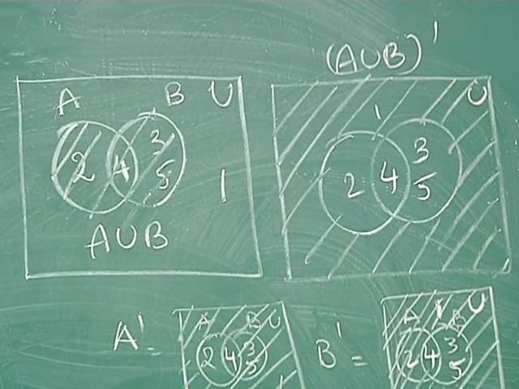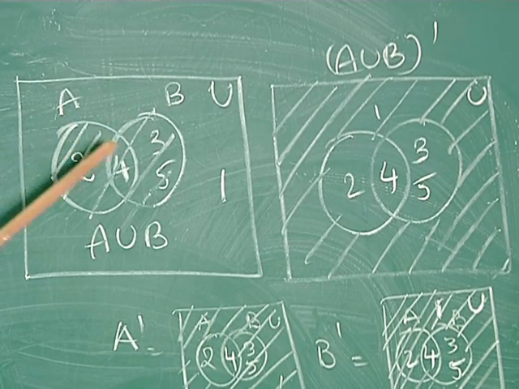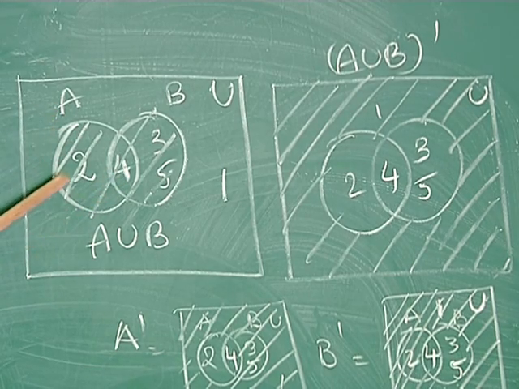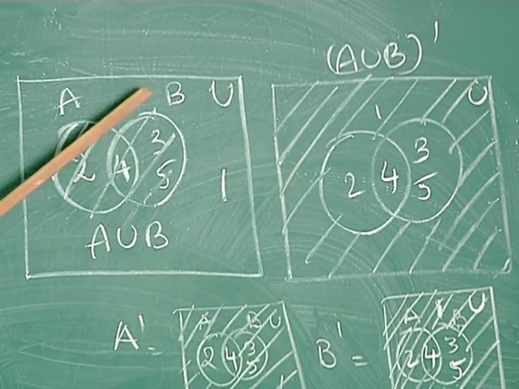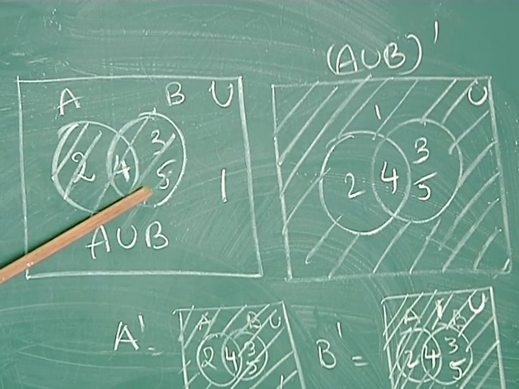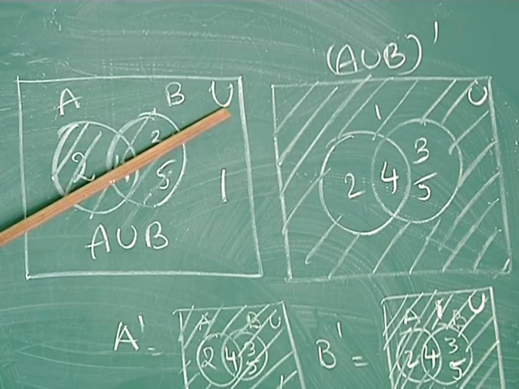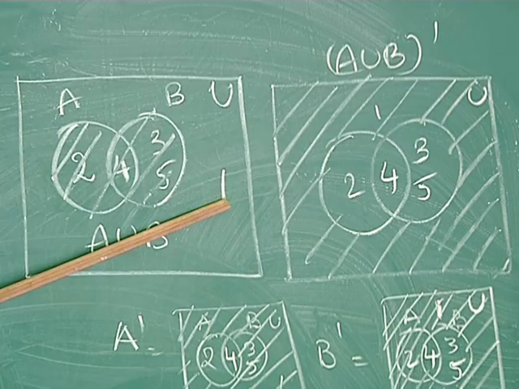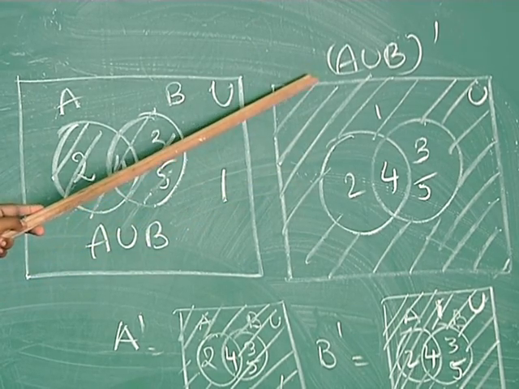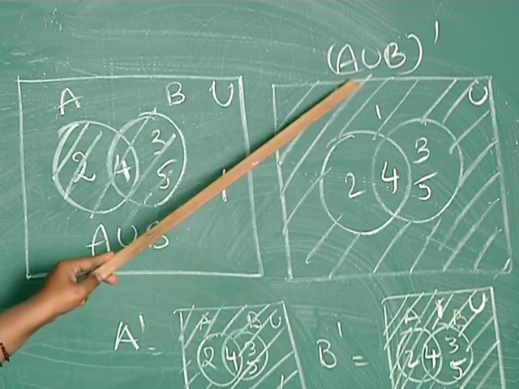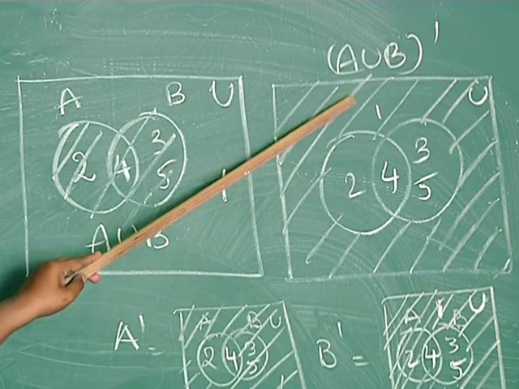Now let us see De Morgan's first law through a Venn diagram. First we need to draw the A union B Venn diagram. A and B are two sets, so we draw two circles. In A and B the common element is 4, we write it here. In A set the left out element is 2, and in B set the left out elements are 3 and 5. U is the universal set, we write it outside the circles and denote it with the letter U. In that the balance element is 1. For (A union B) whole complement, we shade the outer region, not the two circles, the outer region where the universal set element 1 lies.